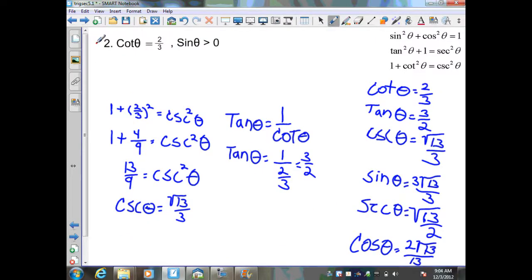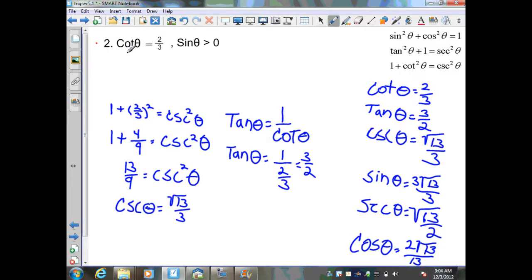Let's take a look at our last example. What I'm going to do here is just walk through the problem. The previous problem I actually worked out all the way through. Here I'm just going to walk through it. But the first thing we need to do is to determine the quadrant we're in. On the previous example, they gave us the quadrant. Here I have to determine it.